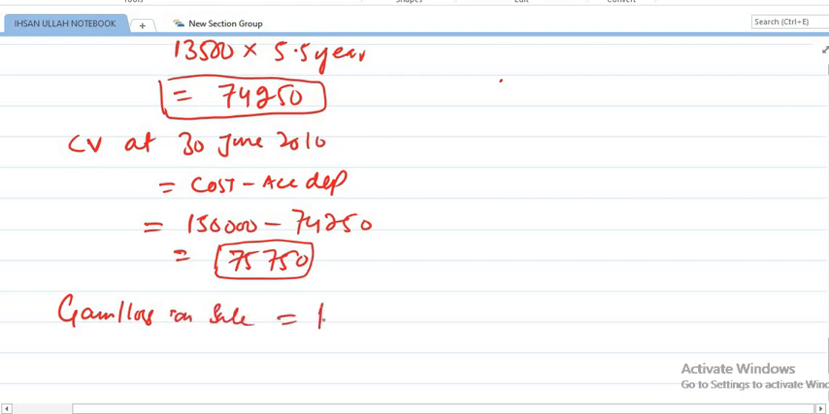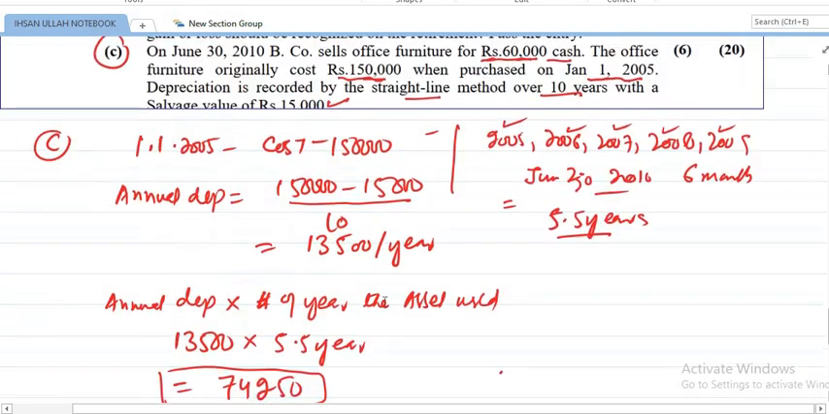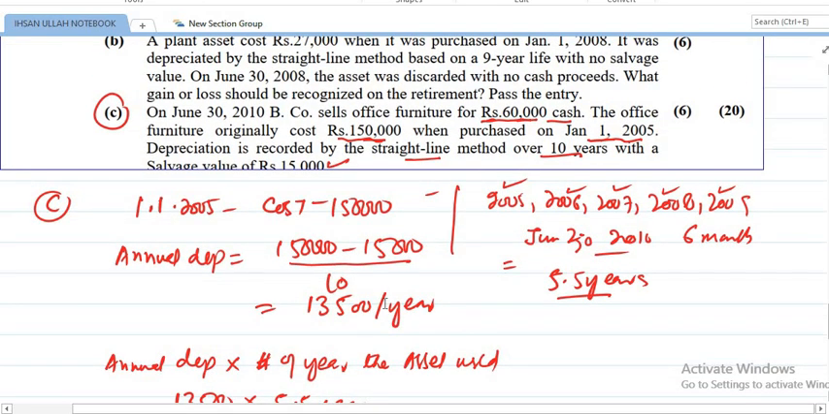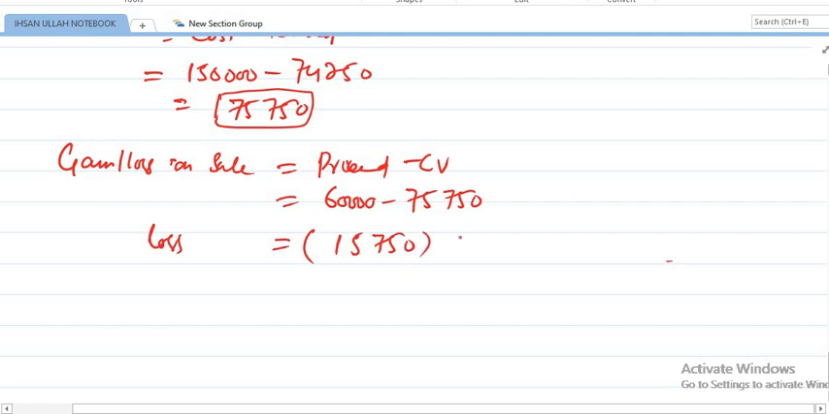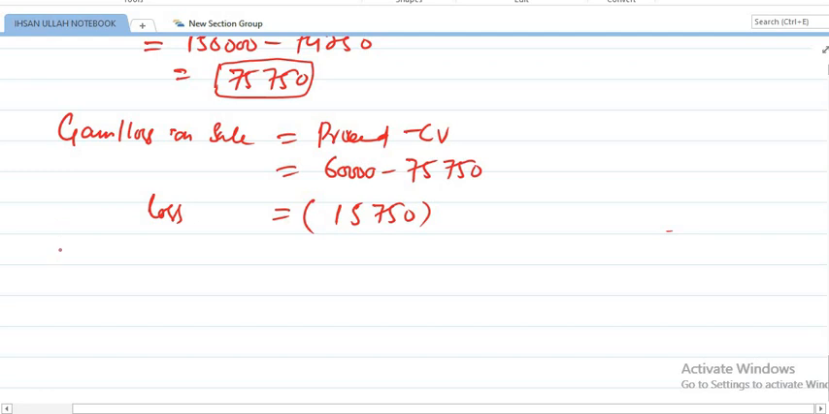Now let's calculate the gain or loss on sale. Okay, so how will you calculate? You will compare the proceeds, the amount you received, and the carrying amount at the date of sale. The amount we received was 60,000. So I'll write 60,000 is the cash amount, and the carrying amount was 75,750. So we have a loss on sale, and that is 15,750.